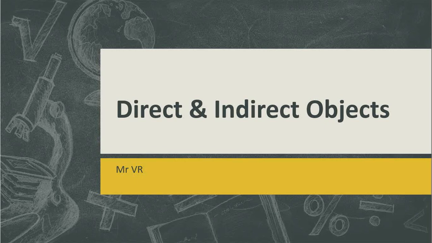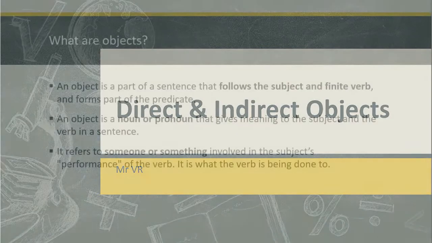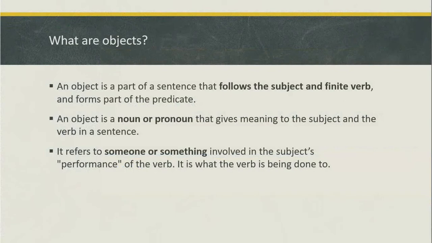I hope that after you have watched this short video, you will completely understand what a direct and an indirect object is, and you'll never forget it. First of all, what is an object in a sentence? Well, it's part of the predicate of a sentence as it follows the subject and the finite verb. It can be a noun or a pronoun. But overall, it is something that receives the performance of the verb. It is what the verb is being done to.